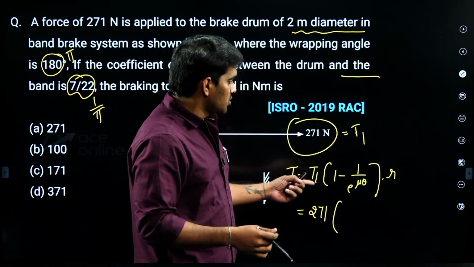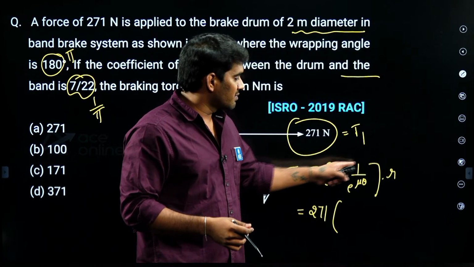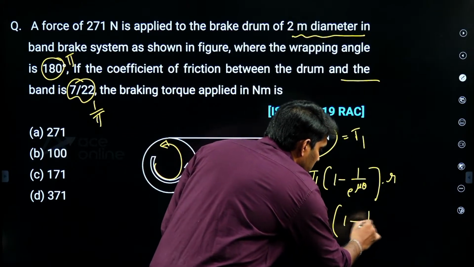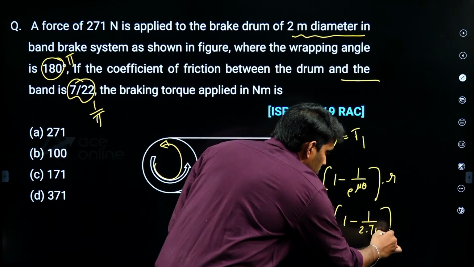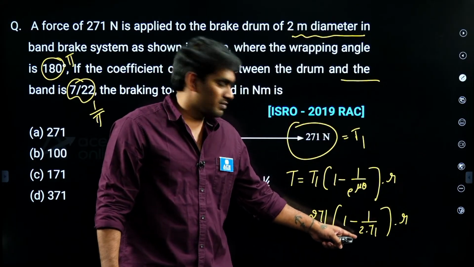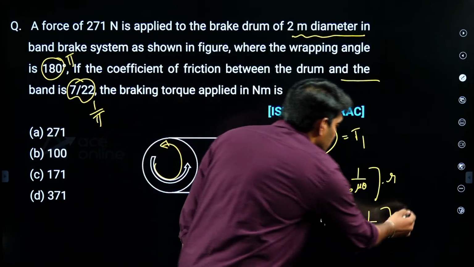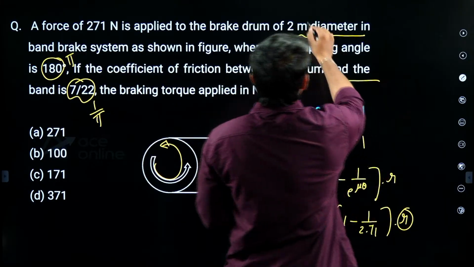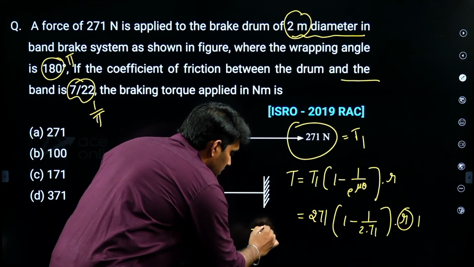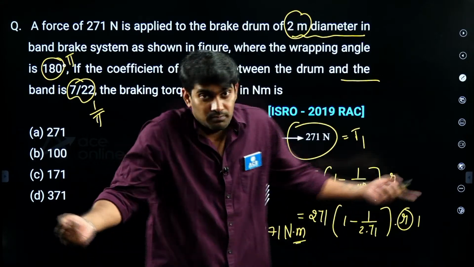So here 1 minus 1 by e value is how much? 2.71 approx. So considering that to be 2.71, so this goes to the numerator here, 2.71 divided by 2.71. So this is 1 minus 1 by 2.71, into R. In the numerator we have 1.71, in the denominator we have 2.71. This is ones are here hundreds, 100 into 1.71. Radius here it is already given as 1 meter. As diameter is 2 meter, radius will be 1 meter. So we can answer here as 171 Newton meter. Very simple.